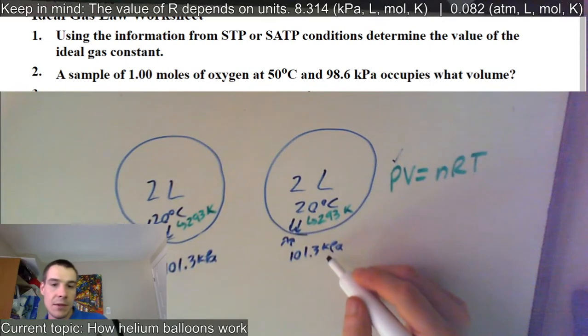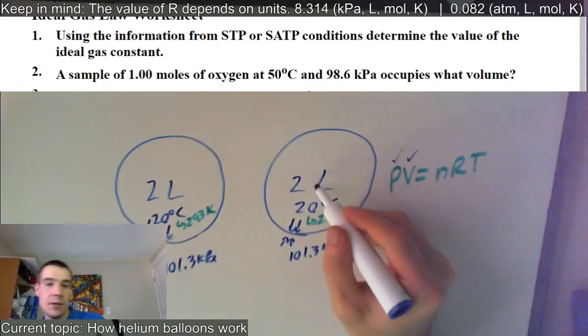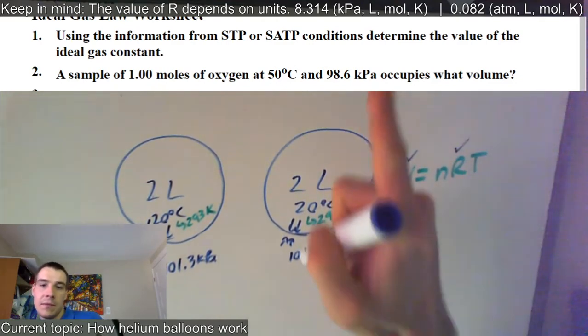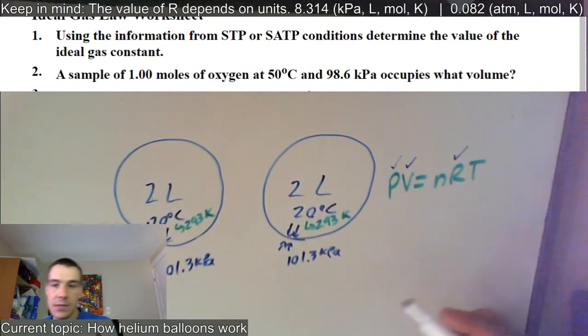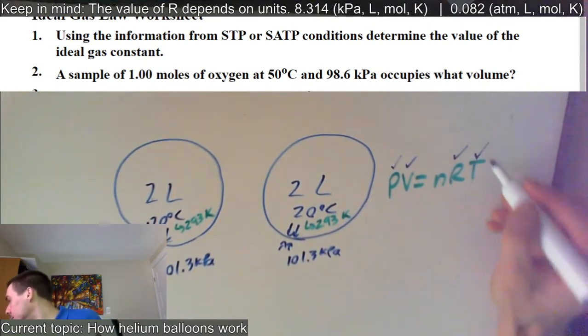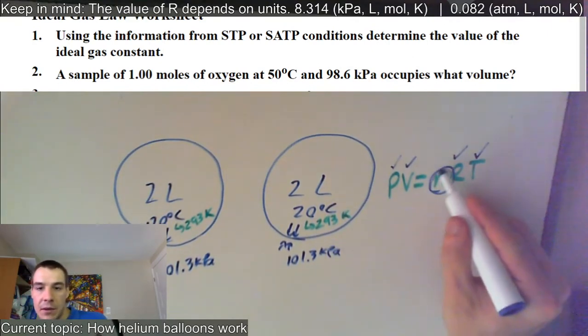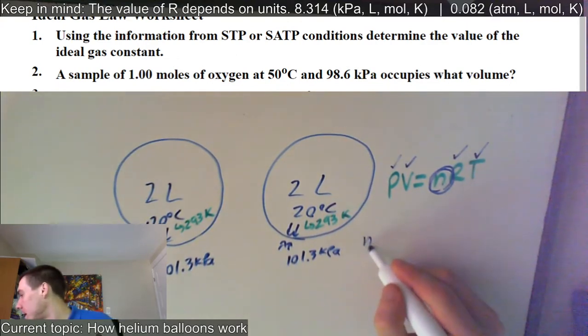We know P, it's 101.3 kPa, that's P. We know V, the volume, is 2 liters. I just arbitrarily chose 2 liters. We know R, that's up there. You can see it, 8.314. And we know T. It's 293 Kelvin. Which means we can solve for n, for the number of moles.